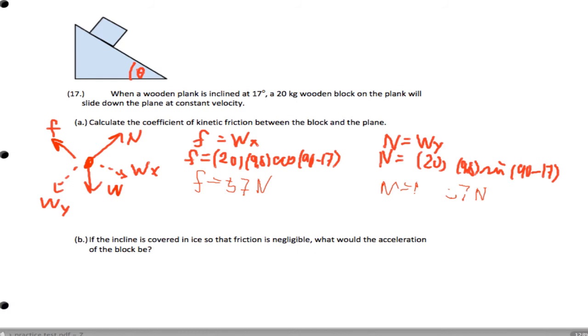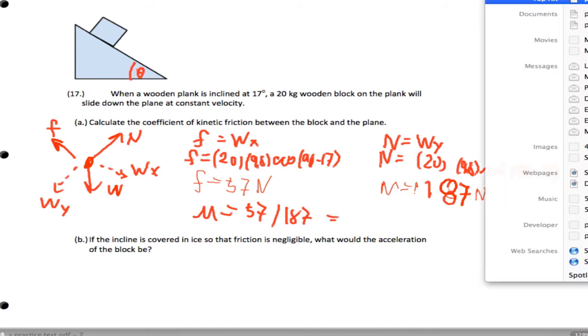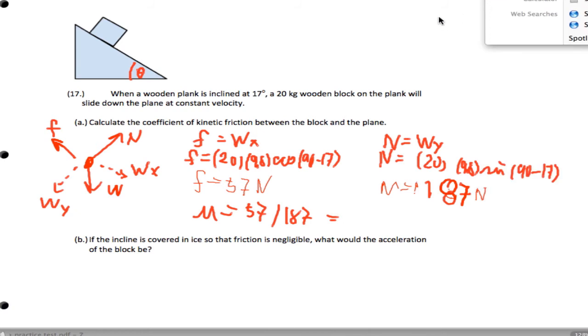So I'll go ahead and get that now. That's going to end up being 187 newtons. So mu is going to be 57 divided by 187. So that's going to work out to be about 0.3.